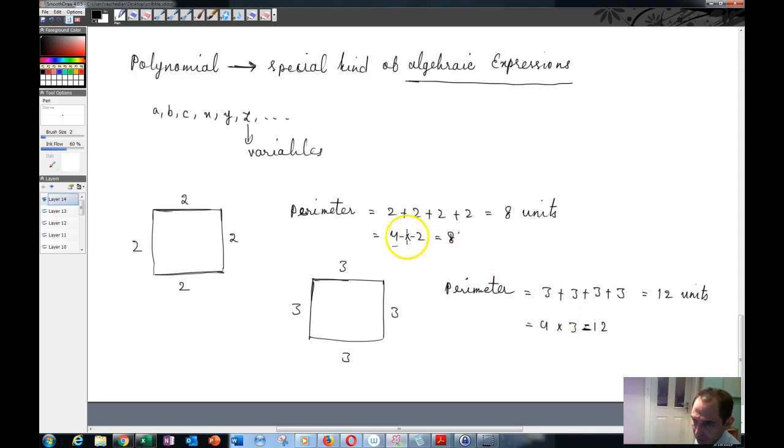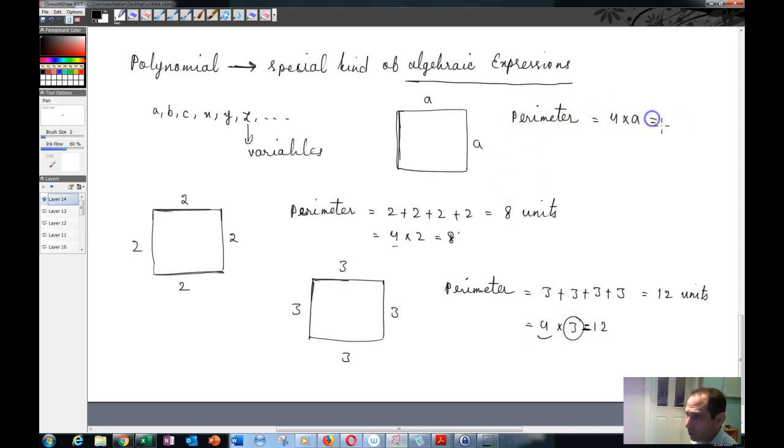Okay, so if I want to represent this situation for a general square, what I can do is say that the side length of this square I'm going to denote by A, and then the perimeter of this square, as we saw here, is basically 4 times the side length. So it's going to be 4 times the side length, which is equal to 4A.